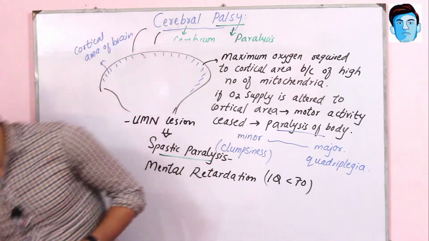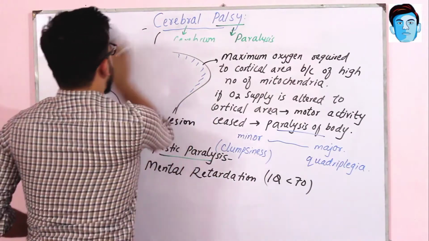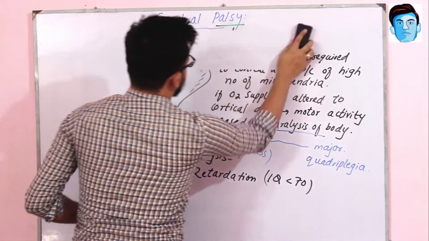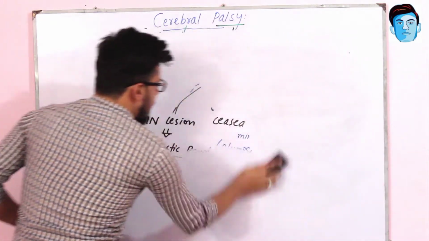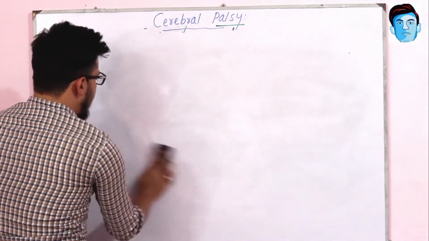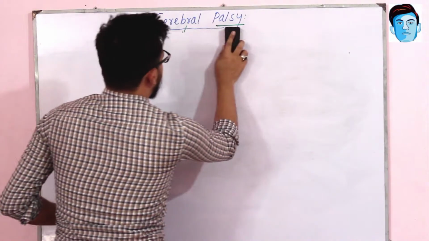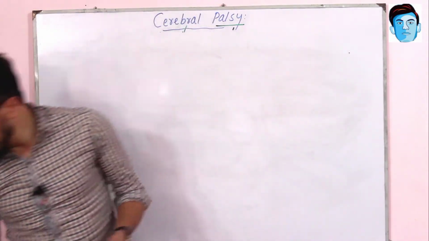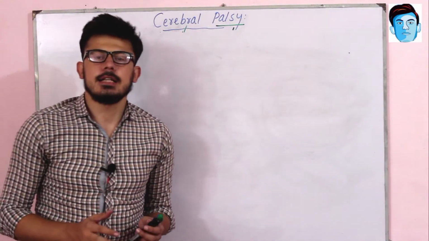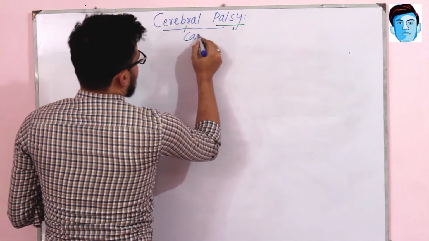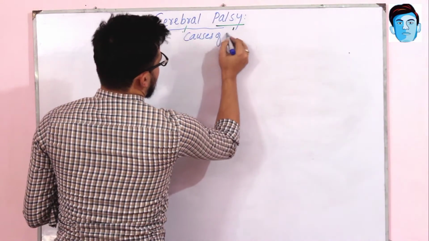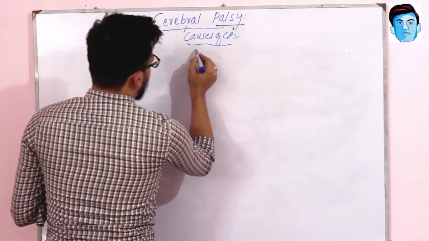Now let's discuss certain causes of cerebral palsy. So what are the causes of cerebral palsy? The causes are divided into three major groups, that is prenatal causes, perinatal causes, and postnatal causes.